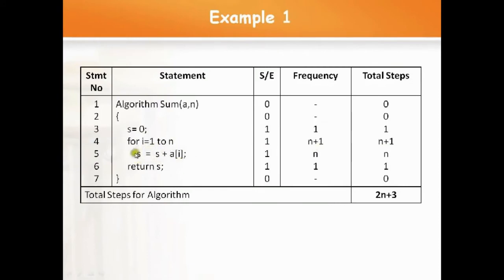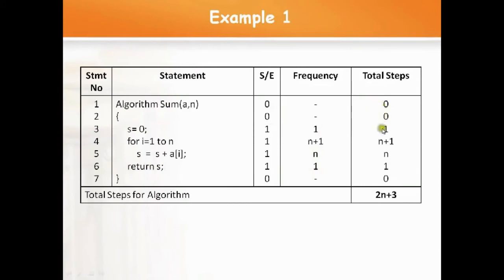S is equal to s plus a of i is an assignment statement which corresponds to the loop. Hence, it is executed n times. Return s is a returning statement which returns a value. Hence, it is executed 1 time.